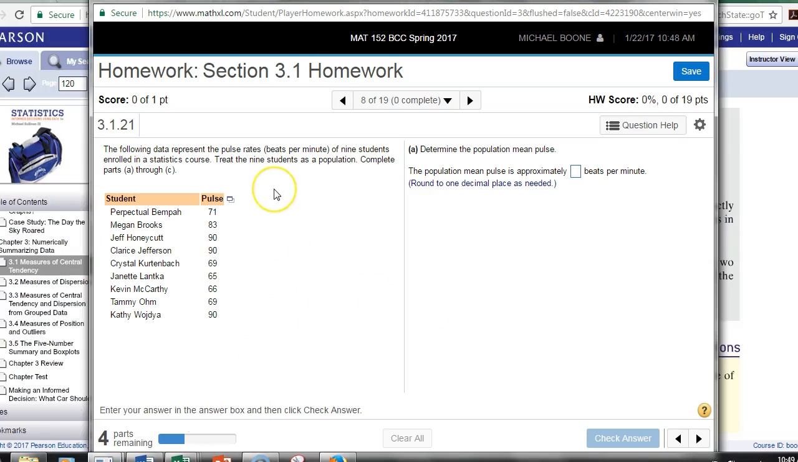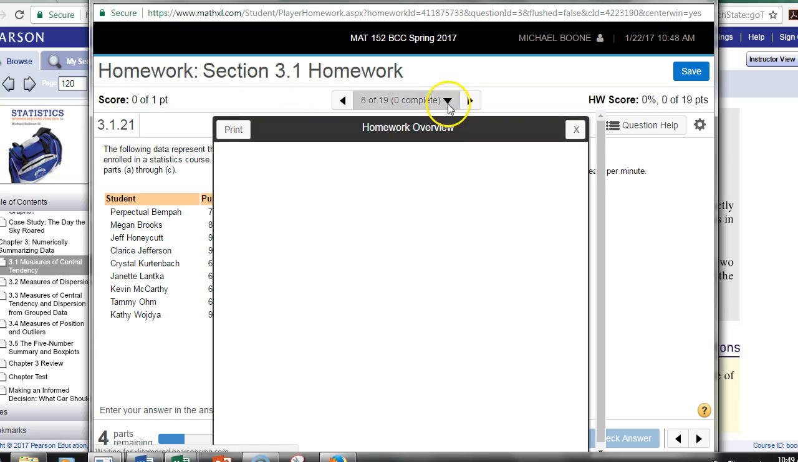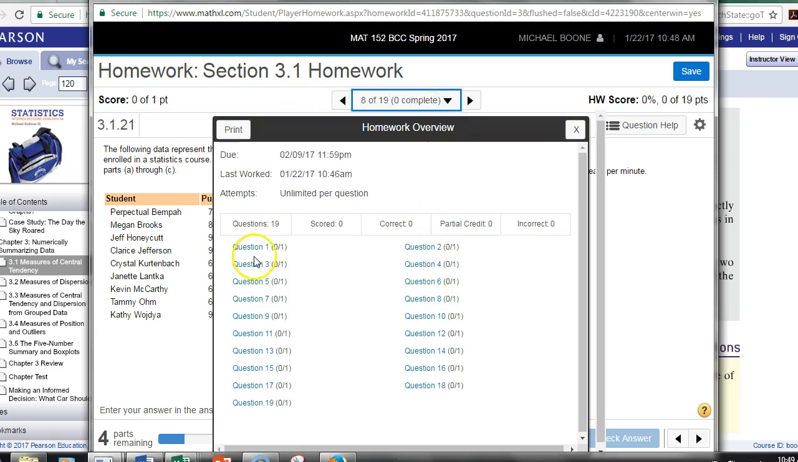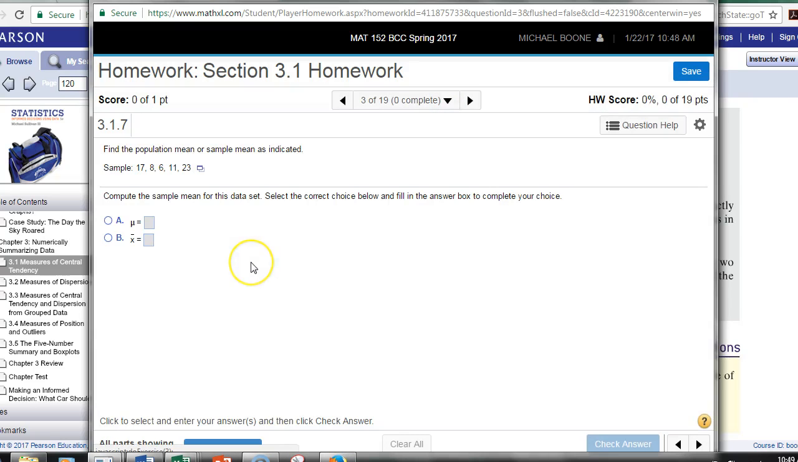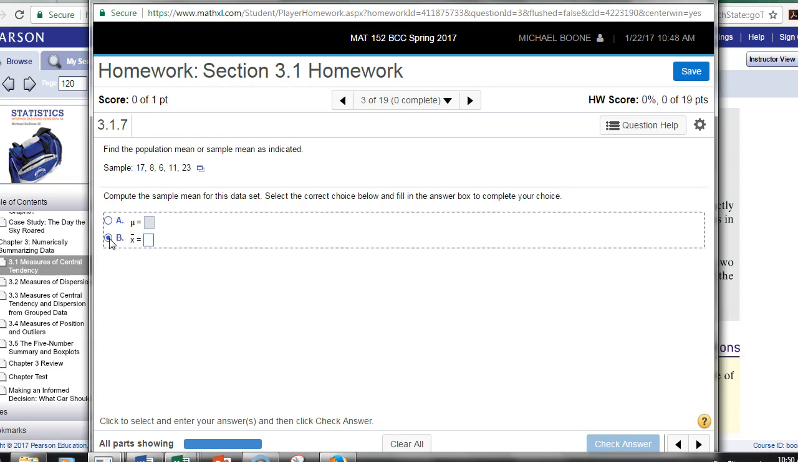Looking at a couple of problems, there is a difference between a sample mean and a population mean. That's something that's important. They talk about that in a question like number 3. Find the population mean or sample mean as indicated. So this one they said, here I have a sample of 5 people. So I'm going to be looking for this.